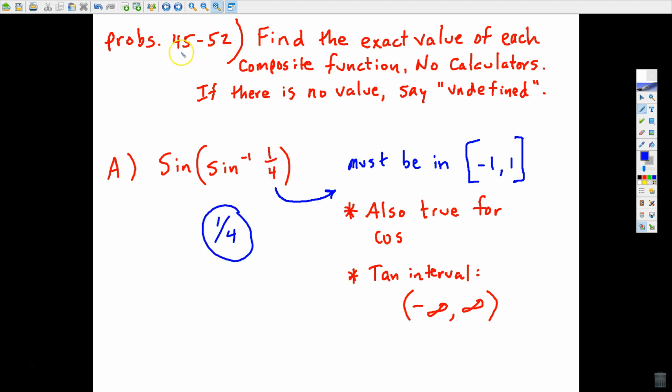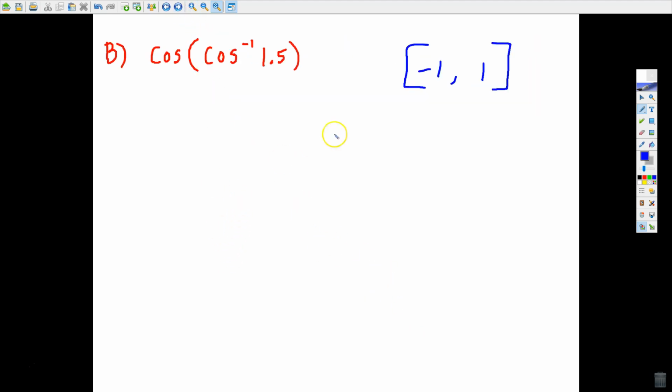So it really boils down to this on problems 45 to 52. If the number falls within -1 and +1 for sine and cosine, that number will be your result. If it doesn't, then it's undefined. And for tangent, it'll be whatever that number is, because the domain is essentially all real numbers. Once again, the domain for inverse cosine is between -1 and +1 inclusive. 1.5 obviously does not fit, and so this is going to be one of those that is undefined.